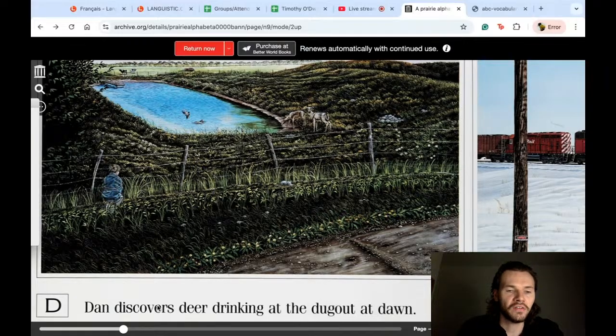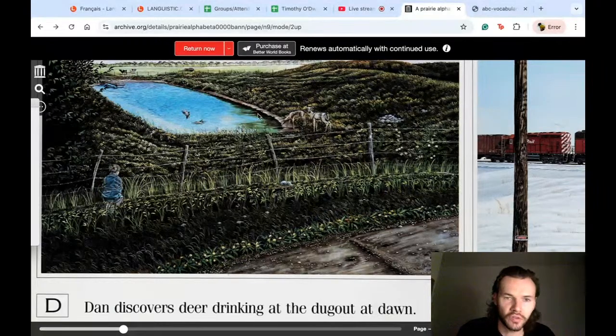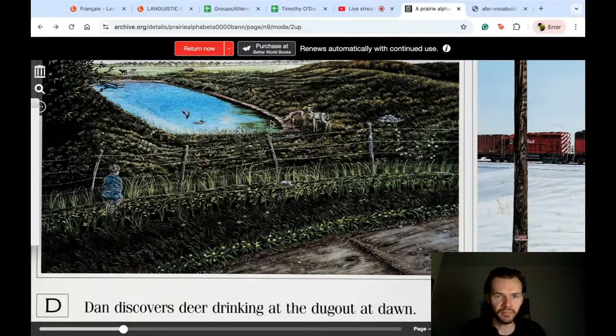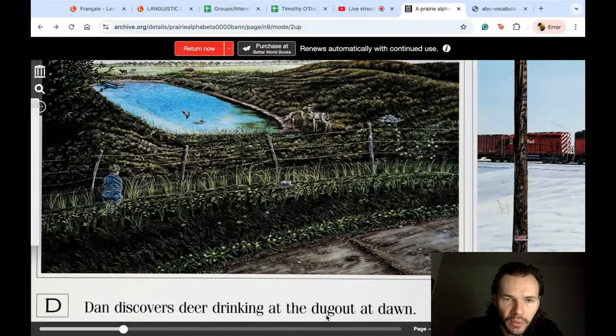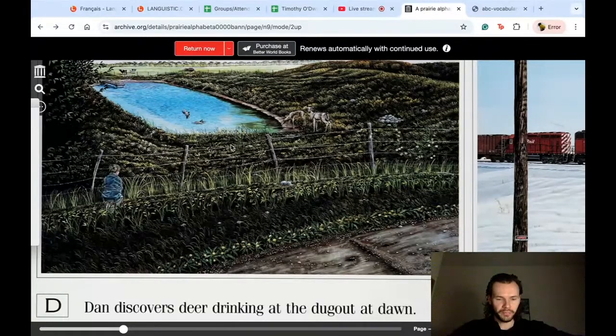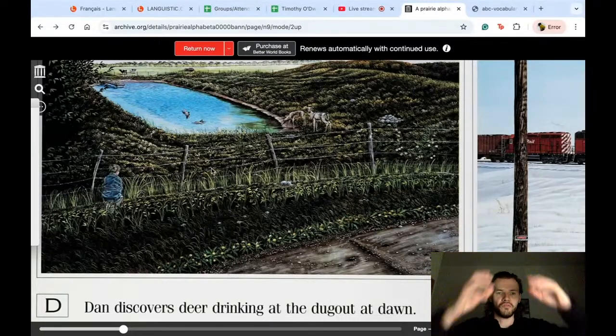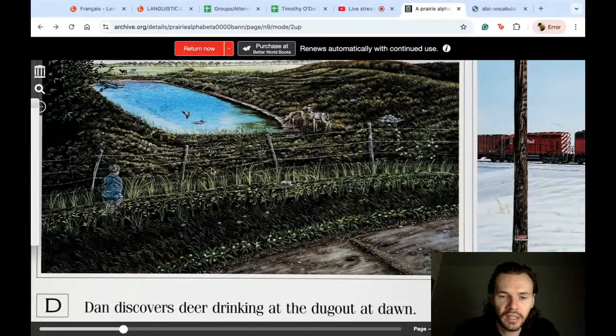But Dan discovers deer drinking, right? So this is a lot of water right here. And the deer are drinking at the dugout. So this area right here is called a dugout, right? The land is a little lower, and that's how water can fill the sunken land. They're drinking at the dugout at dawn.